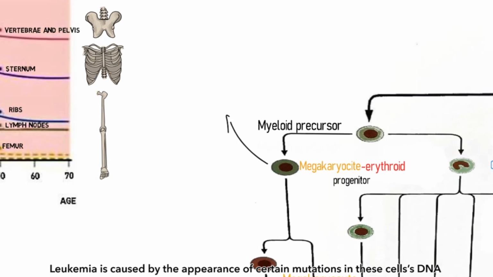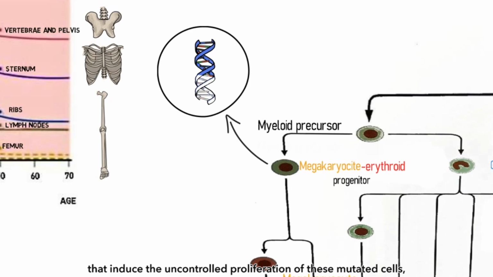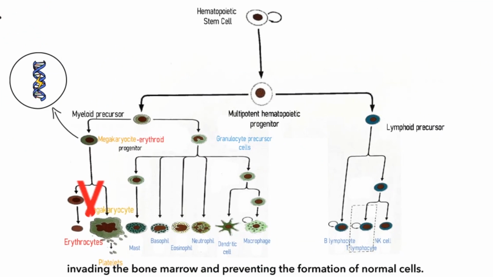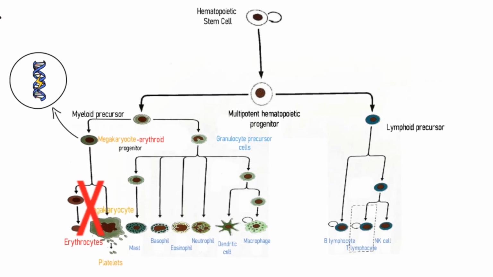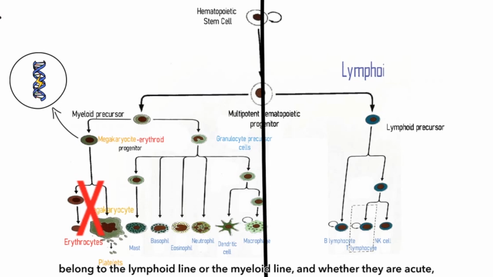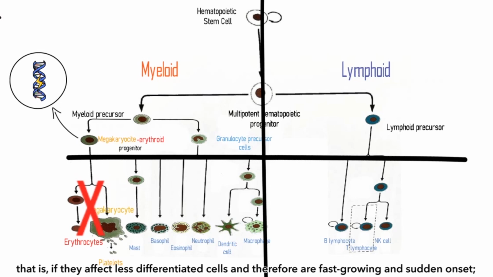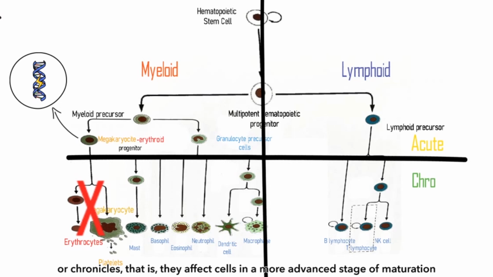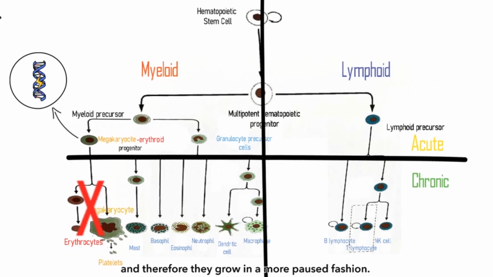Leukemia is caused by the appearance of certain mutations in these cells' DNA that induce the uncontrolled proliferation of these mutated cells, invading the bone marrow and preventing the formation of normal cells. There are four main types of leukemia that differ in whether the cancer cells belong to the lymphoid line or the myeloid line, and whether they are acute, that is, if they affect less differentiated cells and therefore are fast-growing and of sudden onset, or chronic, that is, they affect cells in a more advanced stage of maturation, and therefore they grow in a more gradual fashion.